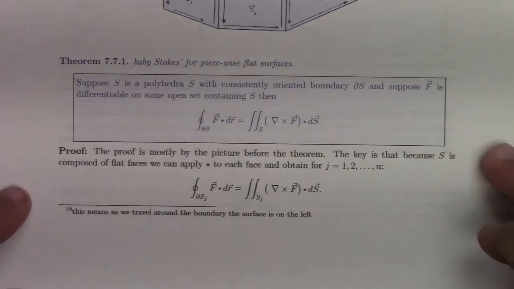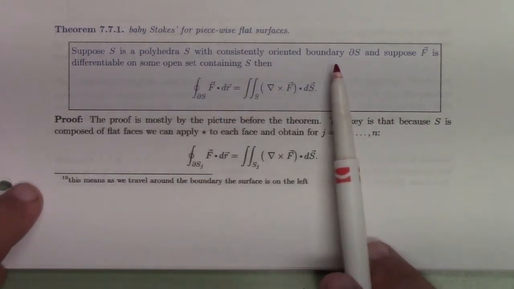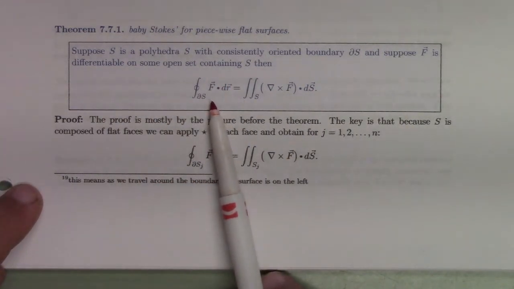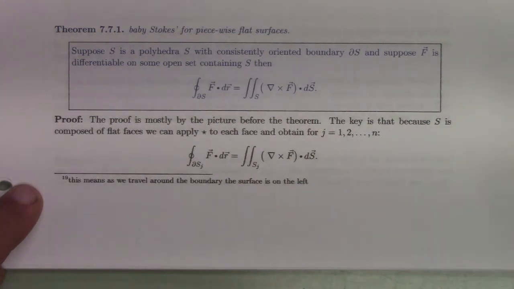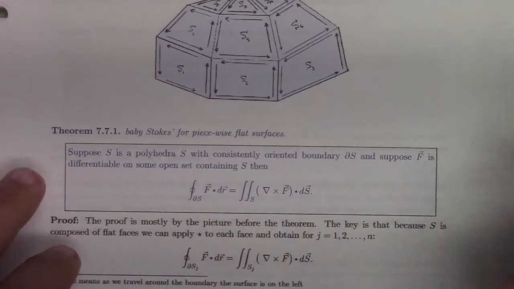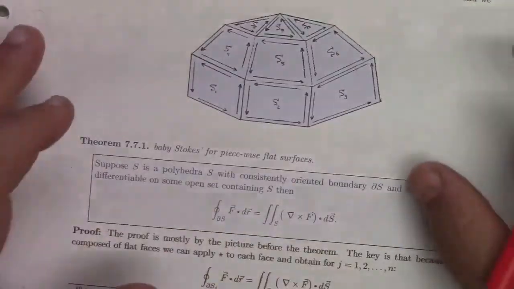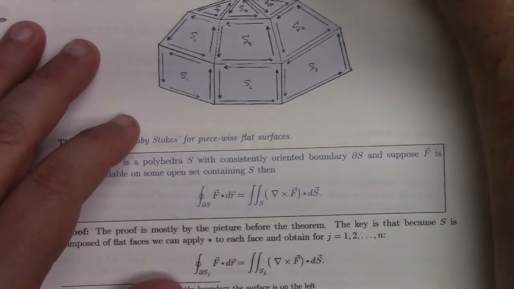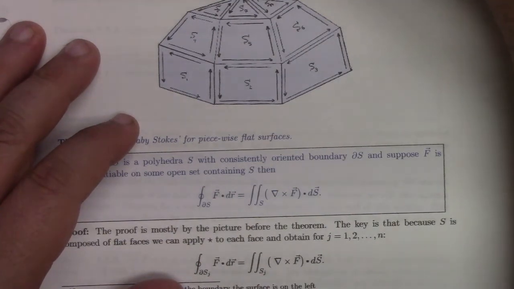That gives us what I call the baby Stokes theorem, which says that if S is a polyhedra with consistently oriented boundary partial S, and F is differentiable on some open set containing S, then the line integral around the boundary of the vector field is equal to the surface integral of the curl over that surface. I just talked you through the proof, but the proof is in words. I forgot to say, this is from pages 365 to 374 of my 2020 notes, right?